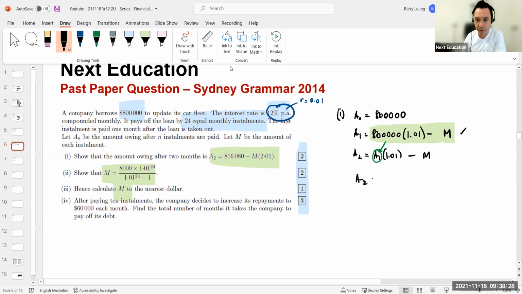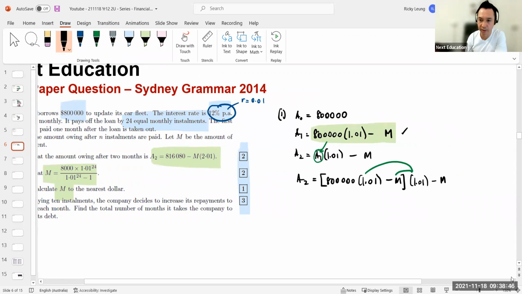You get A2 equals 800,000 times 1.01 minus M, compound, minus M. Cool. And you get what you want, right? Oh, yep, so you get 800. Sorry, what threw me off slightly was, I was like, where are the powers? They just punch in the calculator. Well done. Power 2 minus M times 1.01 minus M.